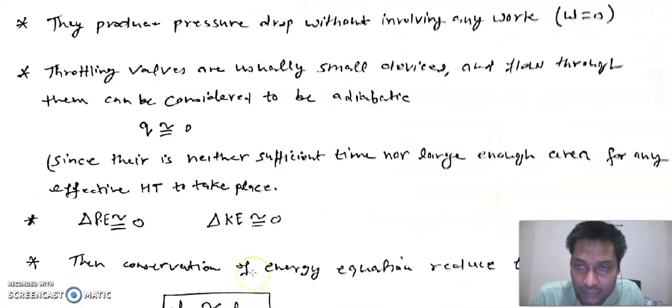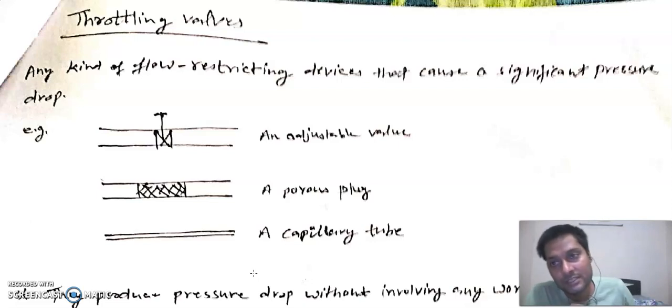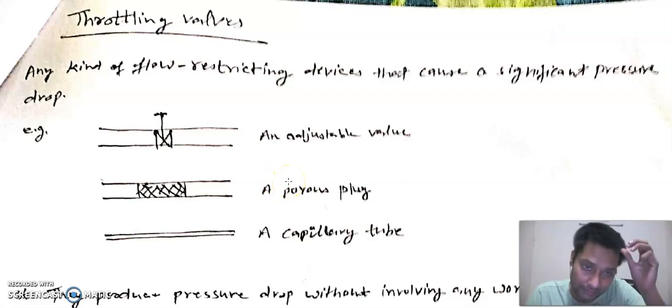We will use this energy balance in our next topic, that is the throttling valve. A throttling valve is any kind of flow restricting device that causes a significant pressure drop. These are some examples of throttling valves. It may be an adjustable valve or a porous plug or a capillary tube. It means any type of device which causes a significant pressure drop is called a throttling valve.